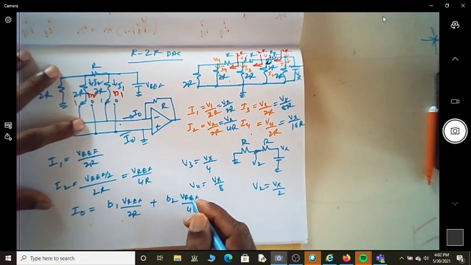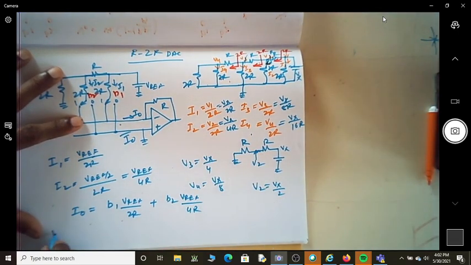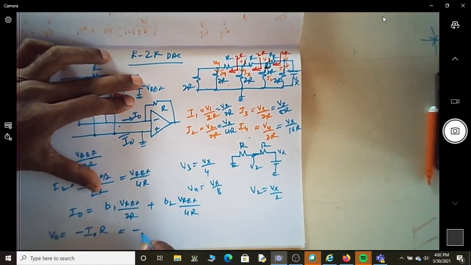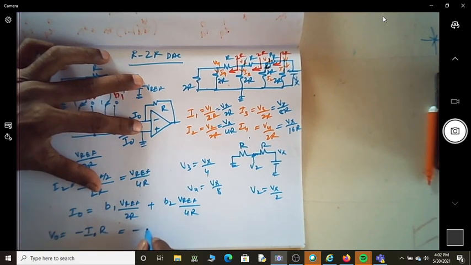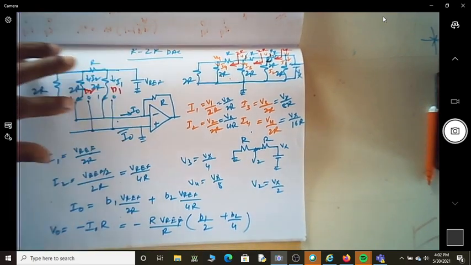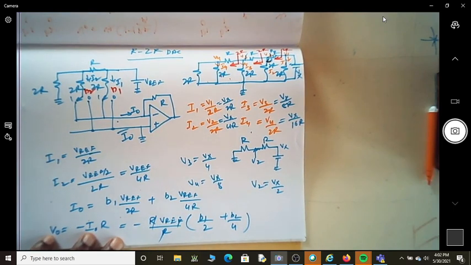Now, what is the output expression? Shall I say output expression V0 is equal to minus I0 into R? Minus of I0 is nothing but this. So shall I write it as R V reference by R into B1 by 2 plus B2 by 4? This R and R will go off. It will become minus V reference multiplied by B1 by 2 plus B2 by 4.